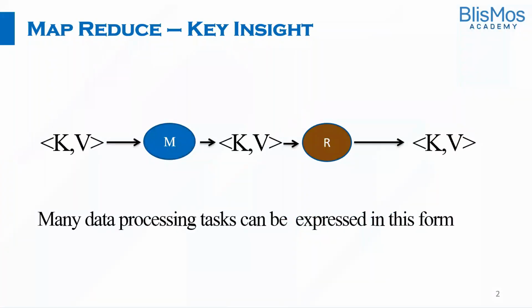Let us get started. As we know, many of the data processing tasks can be expressed in the form of key value pairs given as an input to the mapper. Mapper produces the key value pair as an output. Reducer takes the key value pair as an input and produces the key value pair as an output. So when reducer produces the output as a key value pair, we would have got the necessary insight or necessary analysis what we want to do. That is how any of the data processing tasks can be expressed in this particular form.